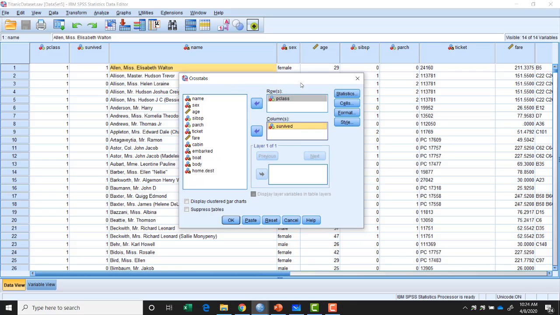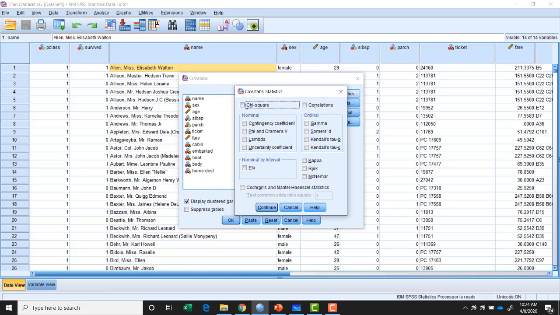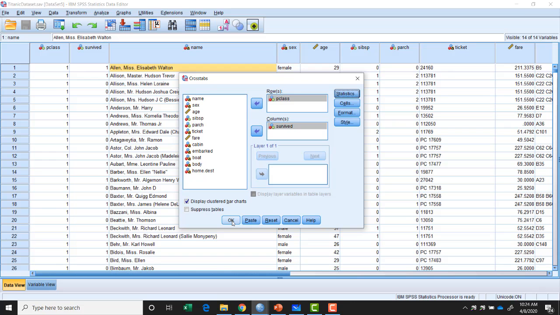We also want to display clustered bar charts because this gives us some nice visual information. And we're going to do the chi-squared statistics, and we're going to do the phi and Cramer's V. I'll talk about this when I go through results in the slides. Click OK.